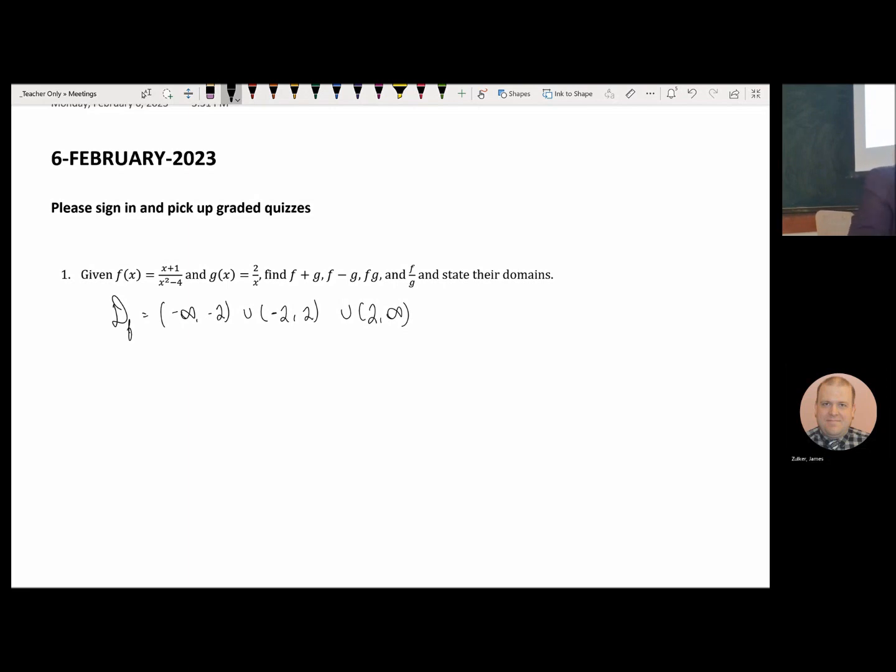What about g? This can't be 0. Negative infinity to 0, and 0 to infinity. So everything except for 0. There, those are the domains of the functions. Remember, the denominator is not allowed to be 0, right? So when is x squared minus 4 equal to 0?